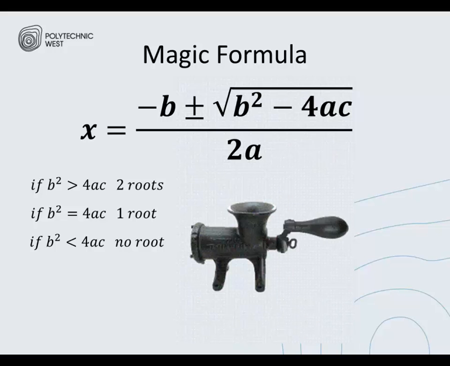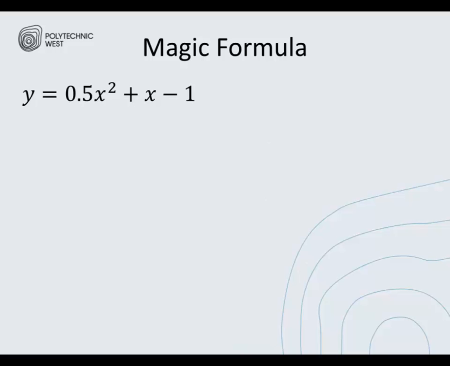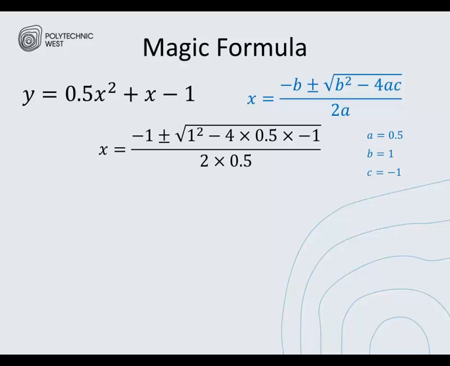Don't worry about where the magic formula came from. It's just a sausage machine. You just plumb the numbers in and out comes the answers. Let's do an example. Here's the one I did by graph earlier. y equals 0.5x squared plus x minus 1. There's the magic formula. In this case, a equals 0.5, b equals 1, and c equals minus 1. Throw them into the magic formula.